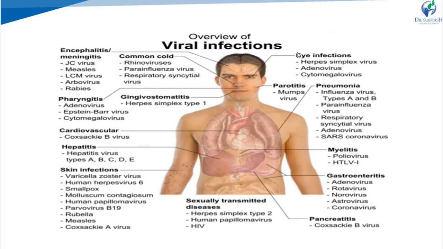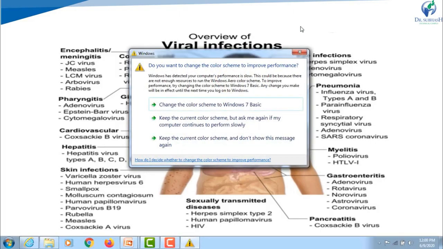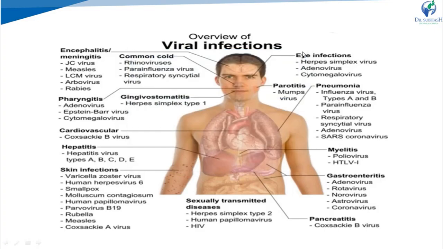caused by infection of influenza virus type A and B, parainfluenza virus, respiratory syncytial virus, adenovirus, and SARS coronavirus, that is severe acute respiratory syndrome, that is caused by a coronavirus known as SARS coronavirus, right? Next one is cardiovascular infection, that is caused by the Coxsackie B virus, right? Next one is hepatitis. Hepatitis is an infection of the liver, and that is caused by hepatitis virus types A, B, C, D, and E, right?